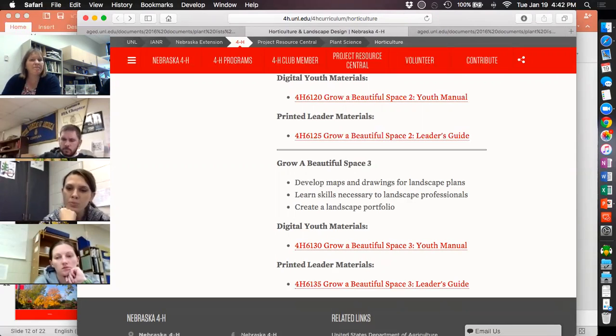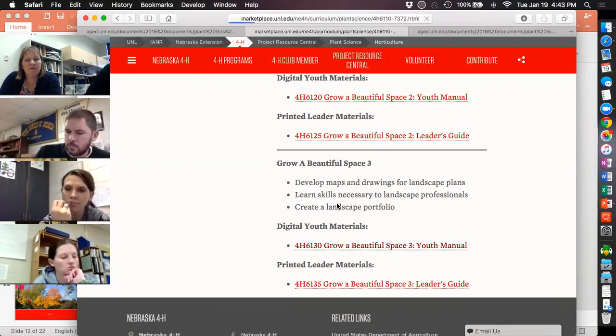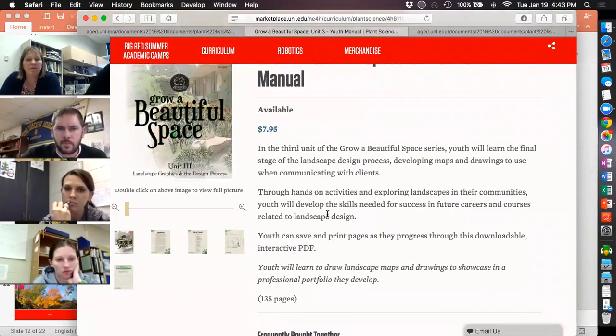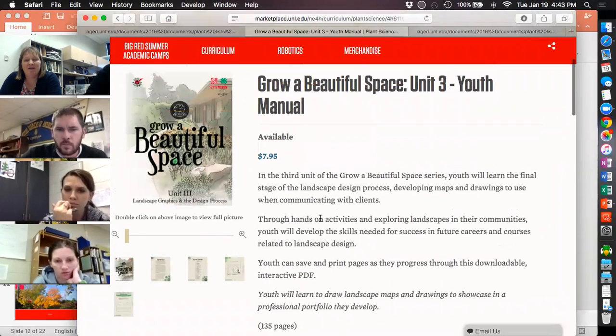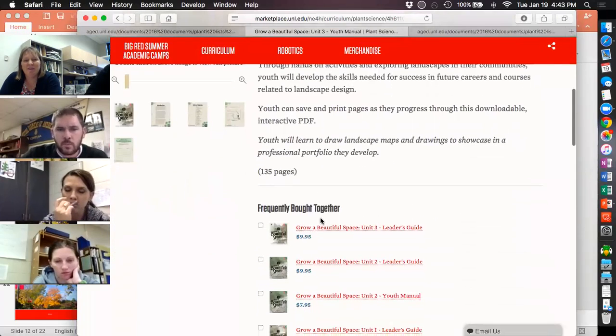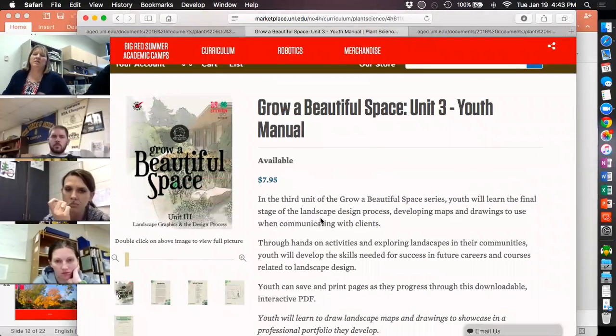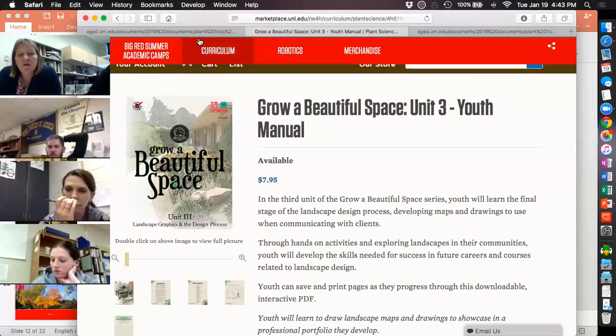The cost you mentioned before for the youth manuals was? I think it's $7.95, and then the teacher's manual is $9.95. And are those digital copies? They are. So, for a really bargain deal, 135 pages. This is just one of the student manuals here. But you could own digital PDF manuals of this, which is pretty amazing. Lots of color pictures as well.